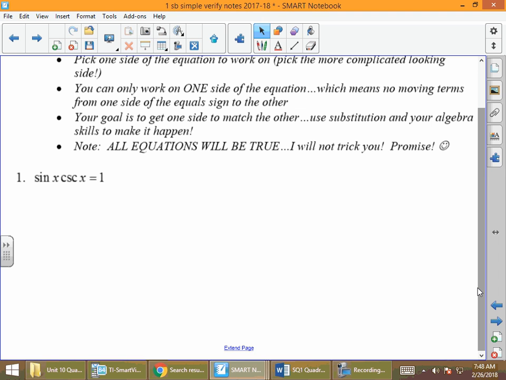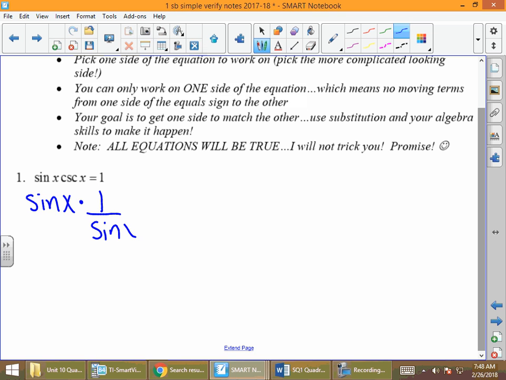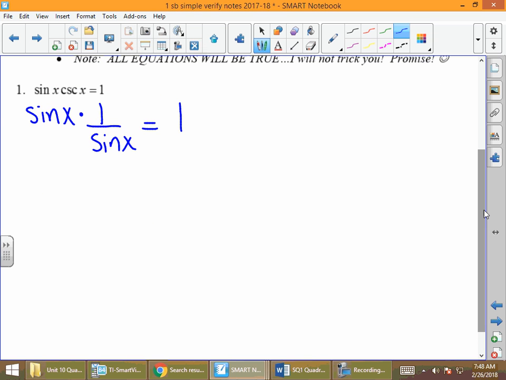So as we take a look here at our first problem, what we're going to do is use a reciprocal identity. I'm going to take the left side, it's more complicated. We're going to take cosecant of x and turn it into its reciprocal function, which is 1 divided by sine of x. Ultimately, we're trying to get our left side of the equation to equal the right side of the equation, which is 1.